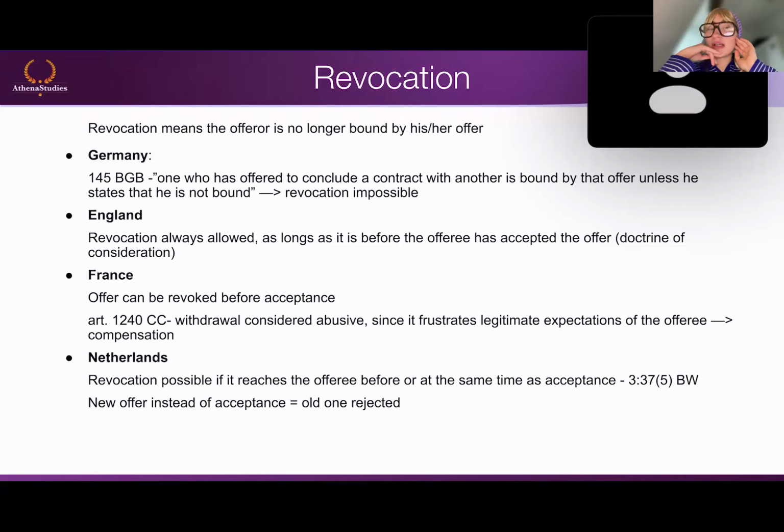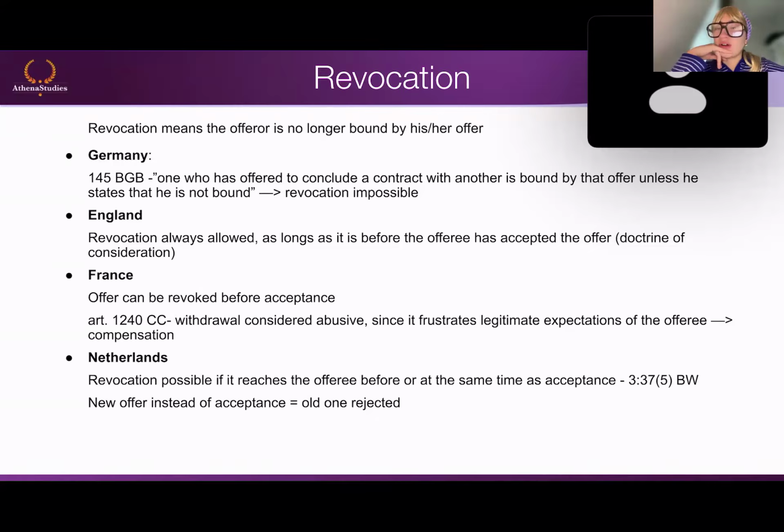And there's also this presumption that a new offer instead of acceptance automatically means that the old one is rejected. This is not only the Netherlands, this is everywhere, but the Netherlands uses this more. It means that I automatically decline your offer if I make you a new one. That's what it basically says.